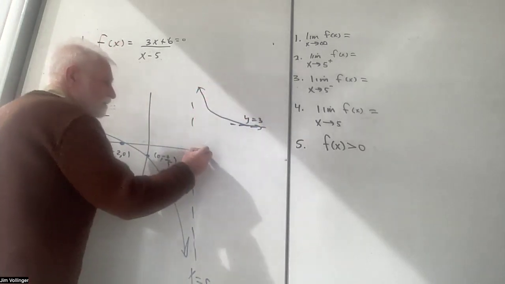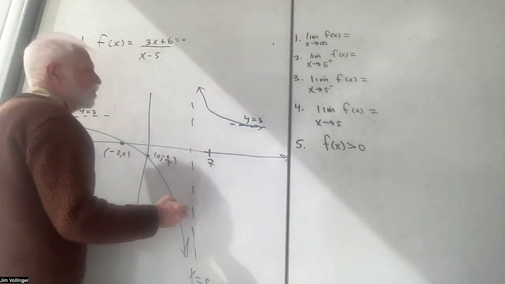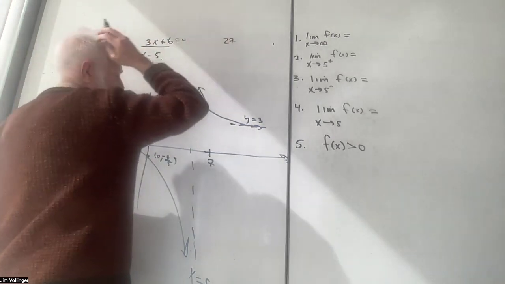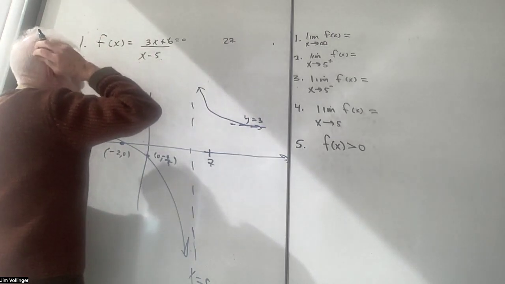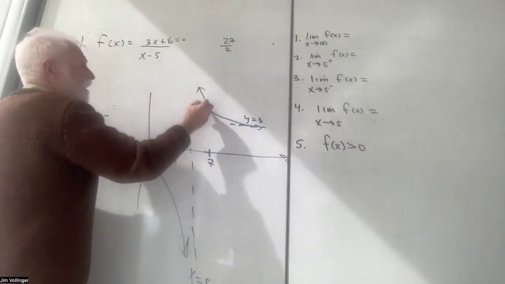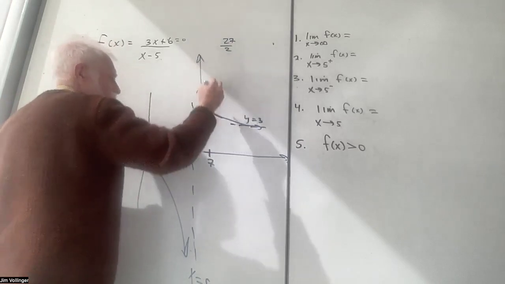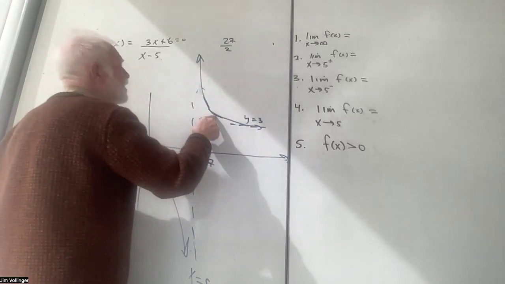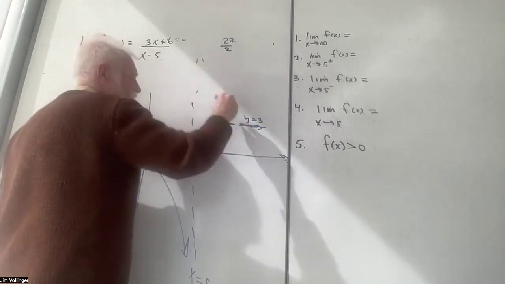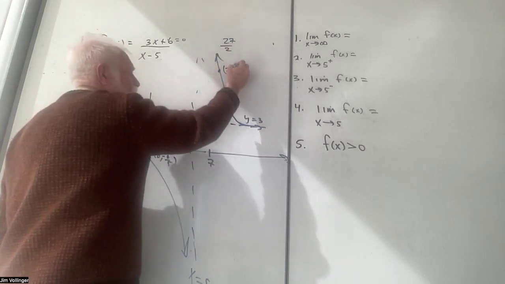Okay, it doesn't hurt to throw some numbers in. Let's pick a number bigger than 5. How about we do 7? We should get an answer bigger than 3. 21 plus 6 is 27, and 7 minus 5 is 2. So at 7, we should be getting a value of, this is not drawn to scale very well, 7 gets me what? 13.5. So I have to redo this now that I put that in there. 7 gets me 13.5.